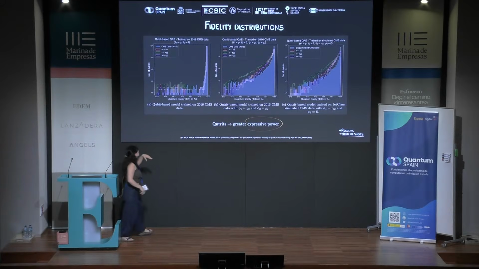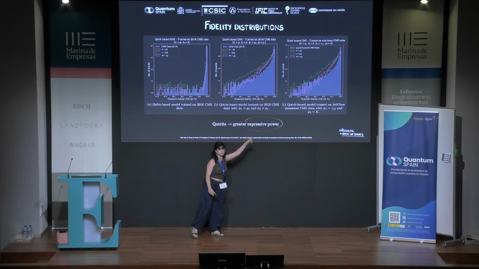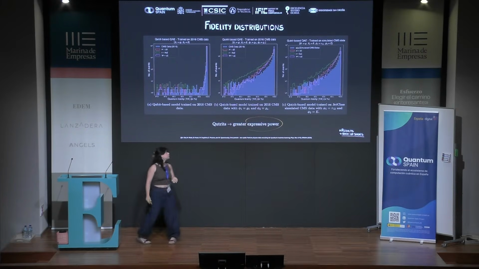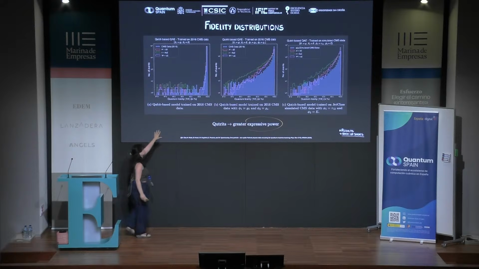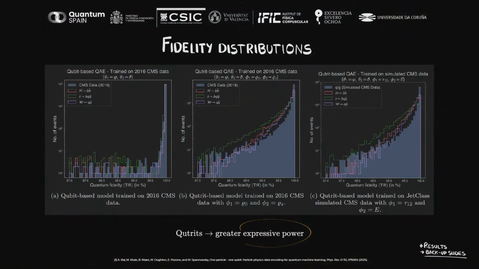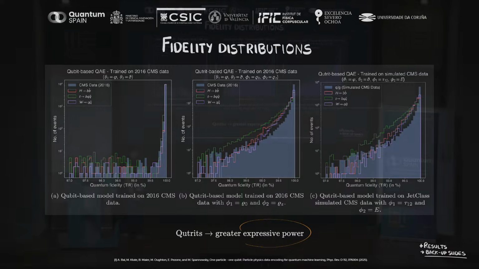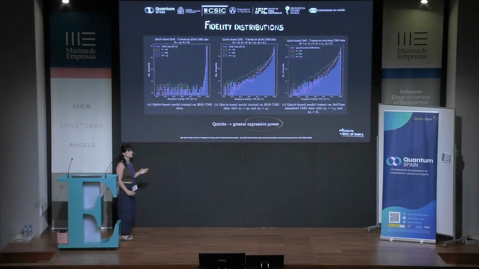This is the fidelity distribution of the qubit-based model, and these 2 are the Qudit-based results. As you can see, this is a really good result, and it's consistent with the results of the reference paper. But it seems like in the Qudit-based results, there's a clearer distinction between the different physical signals. So it seems like the model can detect more subtle differences in the data. So it appears that the Qudit model has a greater expressive power.